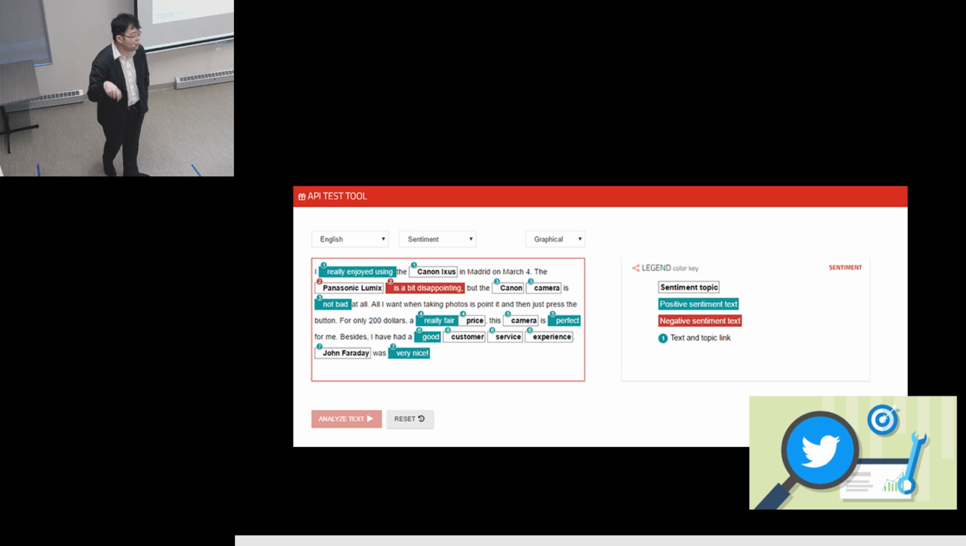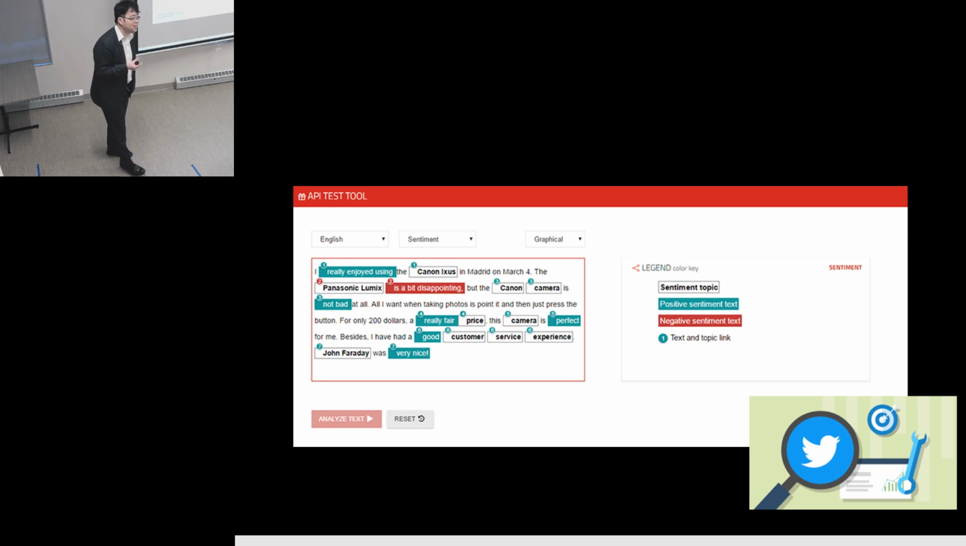And when you get into more nuances of how this is actually executed, you can even go not so much at the document level, but at a sentence level or at a word level. So, "$200 is a really fair price." That's a great comment. And then, "John Faraday was very nice." That's a positive comment. And then, "The camera here, this is a Panasonic Lumix, is a bit disappointing." That's a negative thing.